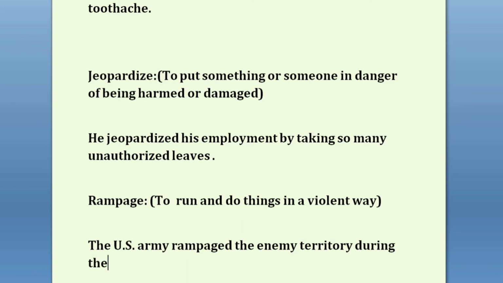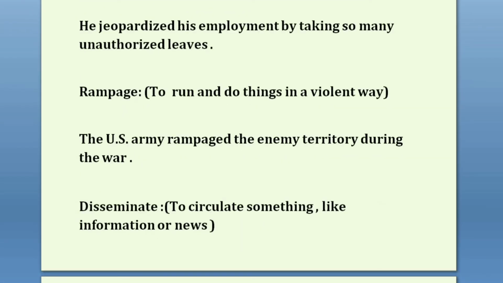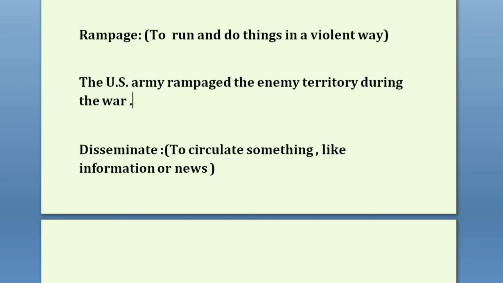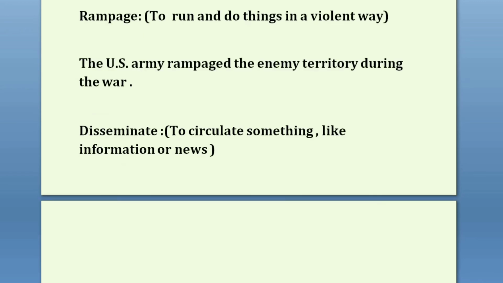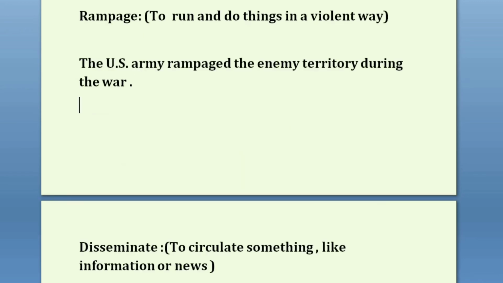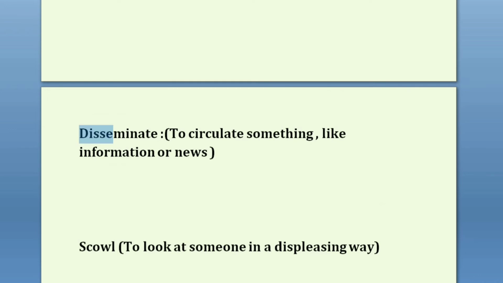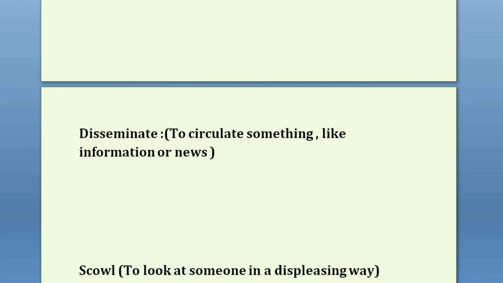So let us turn our attention towards the ninth advanced English verb for today, which you see on your screen. The ninth advanced English verb for today is disseminate. Disseminate means to circulate something, especially information or news, right? So let us see how we can use that in a sentence. Yes, let's see a particular sentence using disseminate.